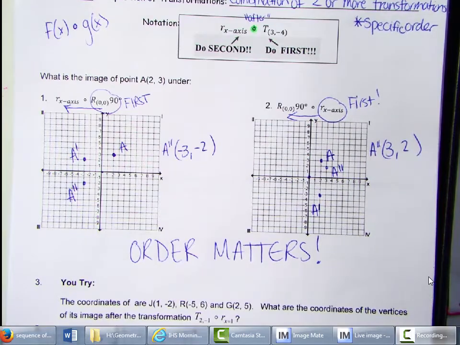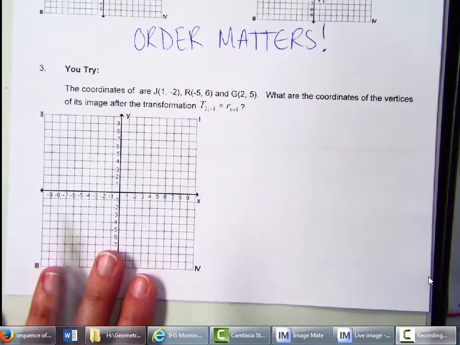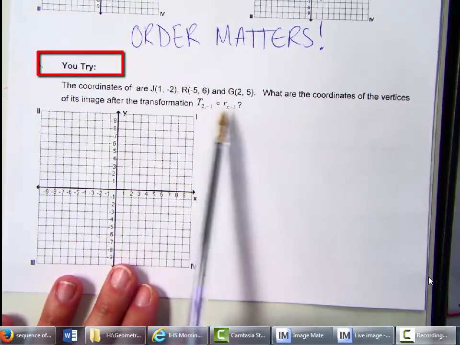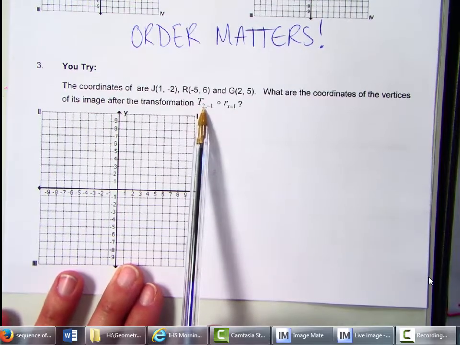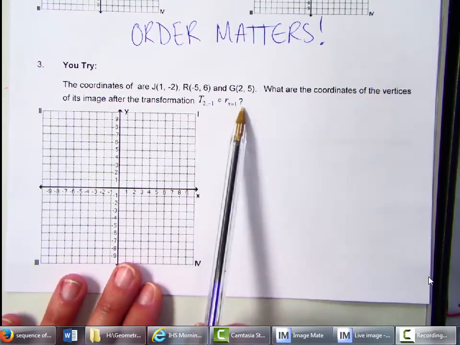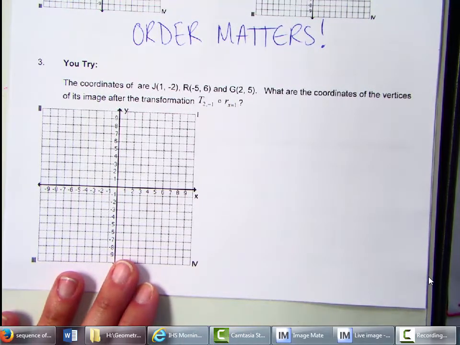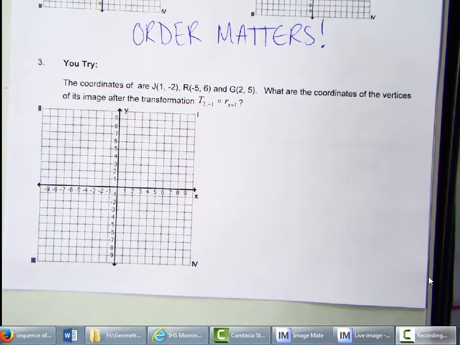At this point, I'd like you to pause the video again, and now you're going to do question number 3. You try this composition. Make sure you pay attention to the order. Do it in reverse. The second one comes first. And then make sure you always work off of the newest image to get the next one. Then we'll reconvene in a minute and I'll show you what that should look like.